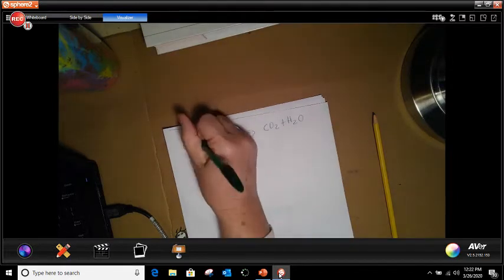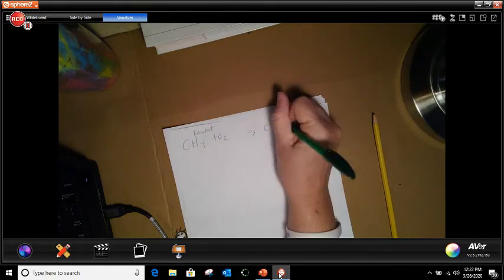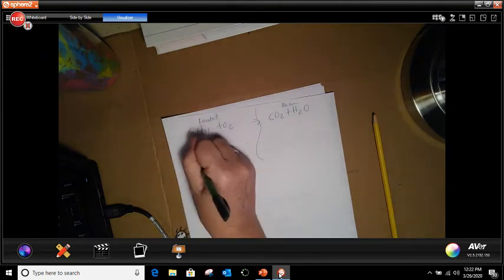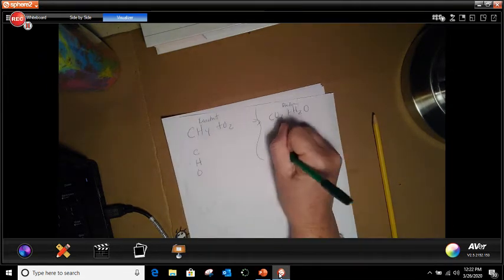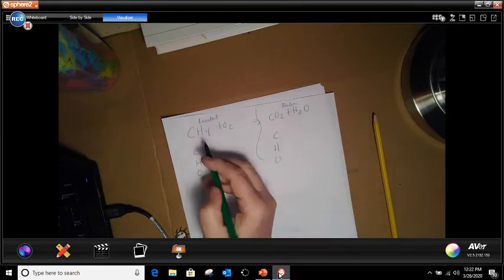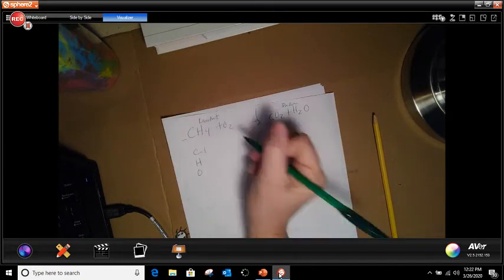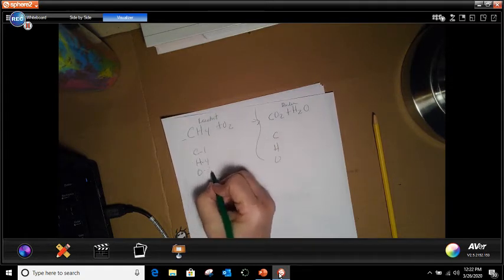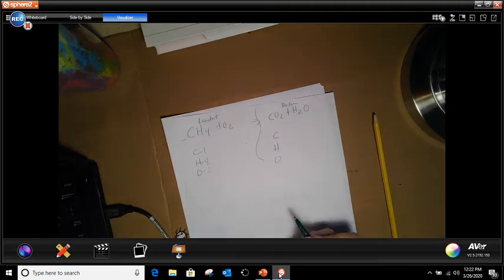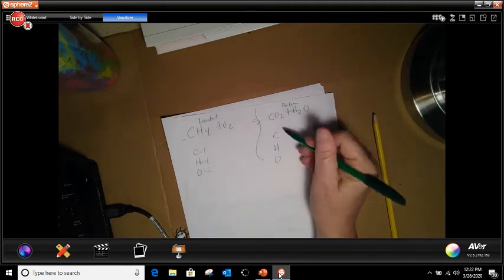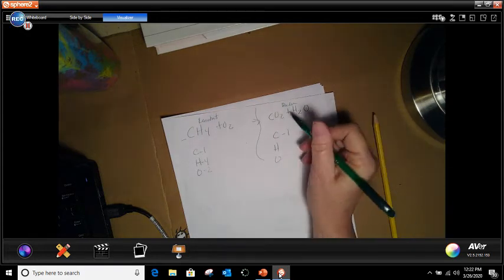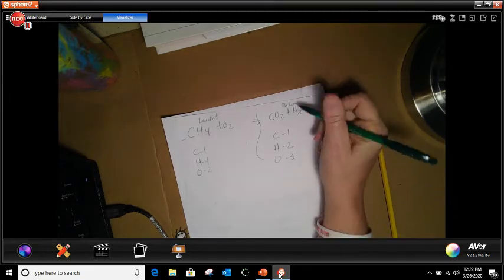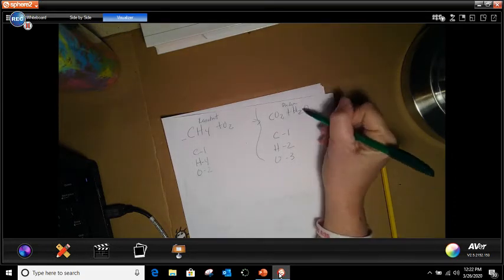Okay. So this is the reactant. This is the product. Here's my line in between. Carbon, hydrogen, oxygen. Carbon, hydrogen, and oxygen. Carbon, I have 1. Hydrogen, I have 4. Oxygen, I have 2. Do you notice how I'm writing them all in order? Carbon here is 1. Hydrogen is 2. And oxygen is 3. This is a plus sign in between, so that's 2 plus 1.